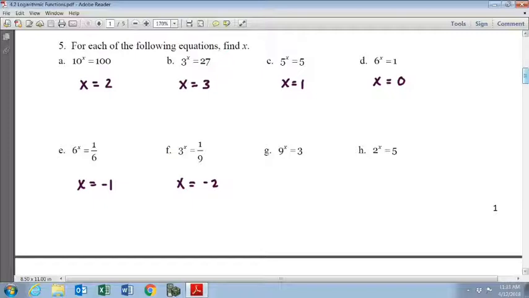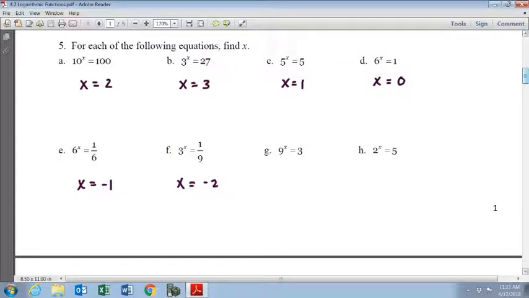Now G is a little bit more difficult. It's not going to be a negative exponent that's going to work for us here. 3 is not a fraction, for one. It's not a reciprocal. And we know 9 to the 0 power is 1, 9 to the 1 power is 9. So we have to think a little bit harder.